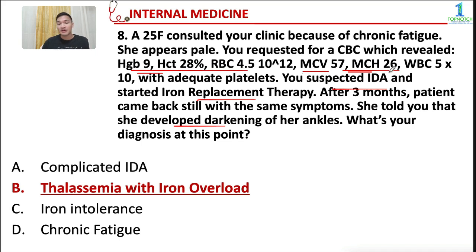In microcytic hypochromic anemia, if ferritin had been done and it is low, meaning low iron stores, that's IDA. But if the microcytic hypochromic anemia has normal or increased ferritin, it means there are plenty of iron stores. It could be anemia of chronic disease or thalassemia. In this patient, there was no ferritin done, and she developed darkening of her ankles, which means she had iron overload. So it's most likely a case of thalassemia with iron overload. Okay? Because if it were IDA, she wouldn't develop iron overload.